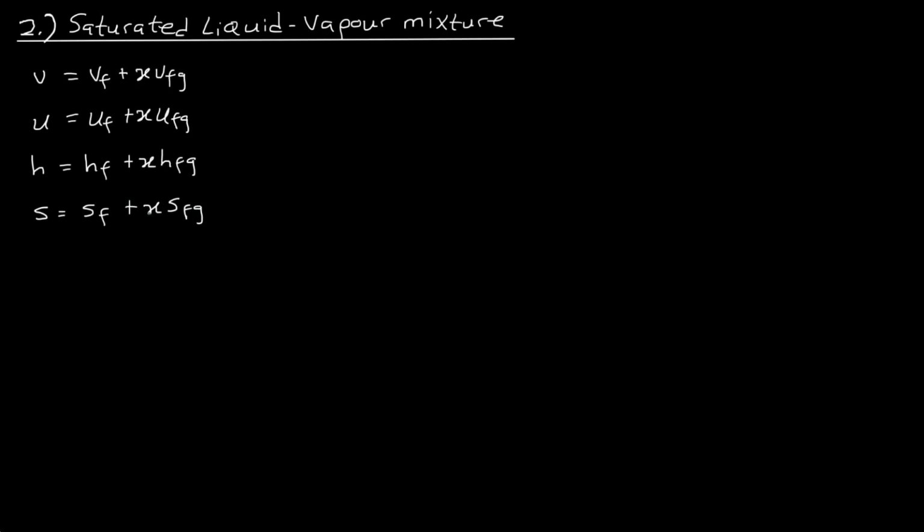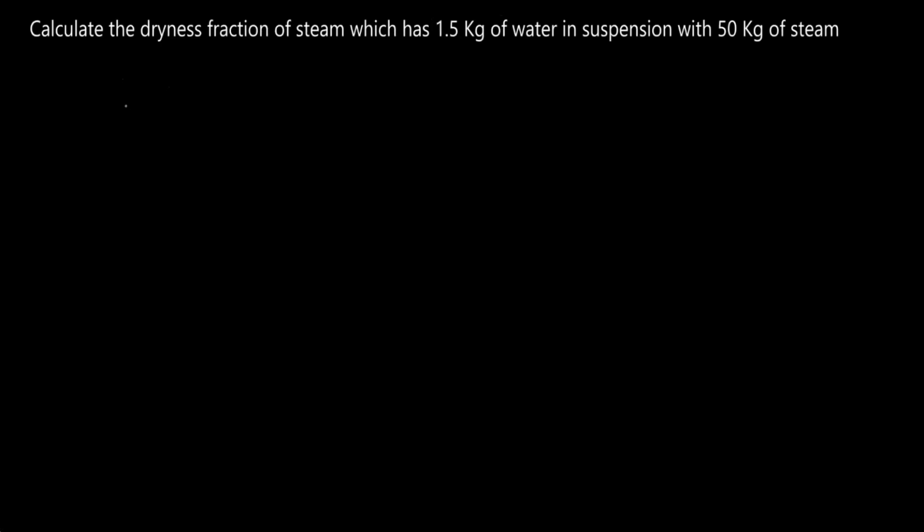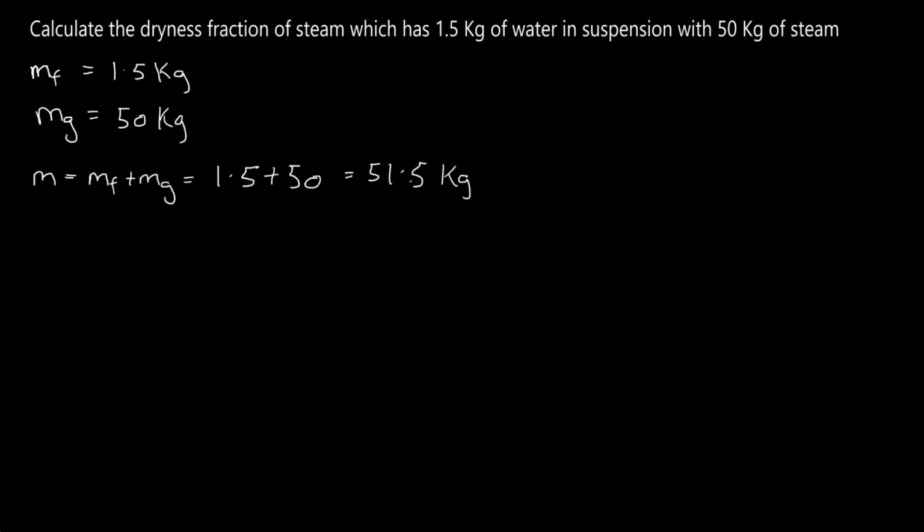Now let's solve some problems on this. The first one: calculate the dryness fraction of steam which has 1.5 kilograms of water in suspension with 50 kilograms of steam. So we know that mf, the mass of the saturated liquid, equals 1.5 kilograms, and mg, the mass of the steam or the saturated vapor, equals 50 kilograms. So our total mass equals mf plus mg, and this gives us 51.5 kilograms. So our dryness fraction is going to be mg, which is the mass of the vapor constituent, divided by the total mass, and that gives us 0.971.